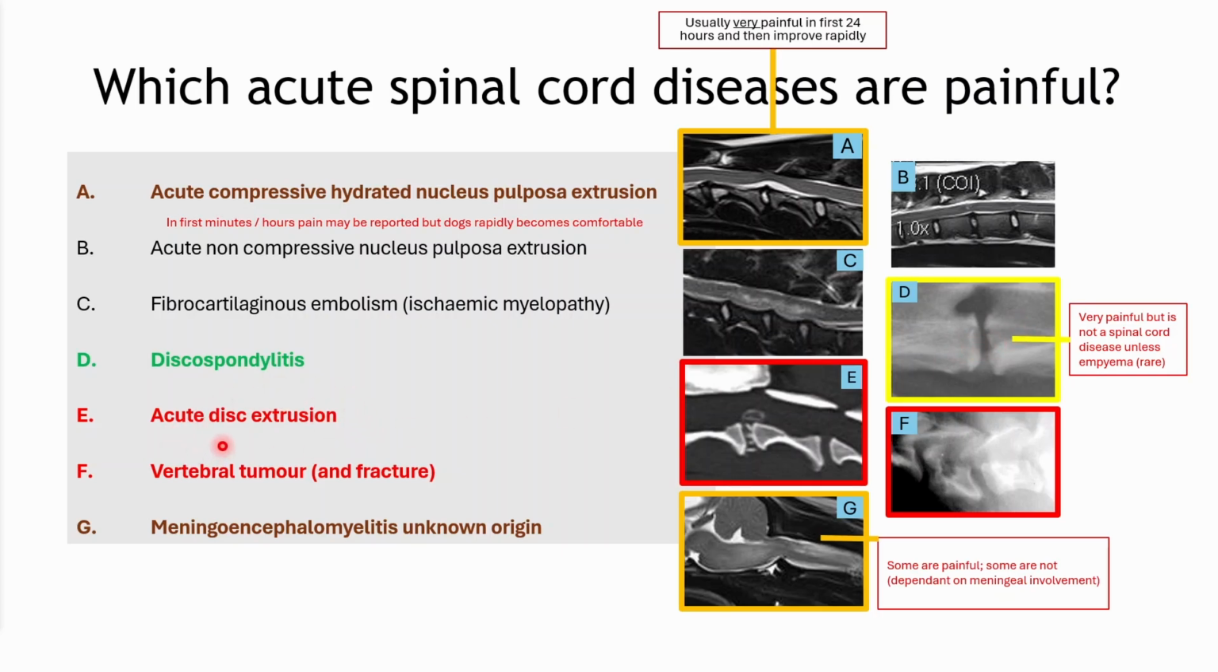So the correct answers are acute disc extrusion and vertebral tumour with fracture. Meningoencephalomyelitis of unknown origin. Some of these are painful and some of them are not. It depends on the meningeal involvement, most likely. So if our top two differentials would be acute disc extrusion and vertebral tumour, we might put this one in on the list depending on how the animal progresses. These would be much further down the list, and this one would be on the list, but below the others. And this one wouldn't be on the list unless the animal doesn't have any other neurological deficits.